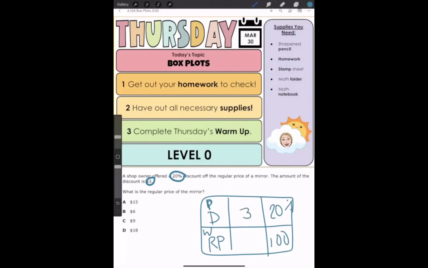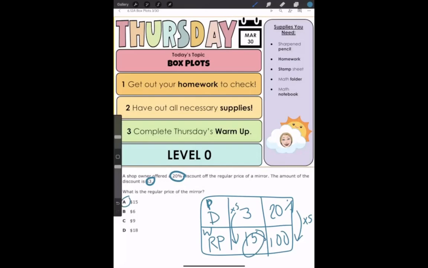If we cover up our diagonal numbers, we know we need to start our relationship with 20. And I see a relationship right there because 20 times 5 is 100. 3 times 5 is 15. So that means the regular price of the mirror would be $15.